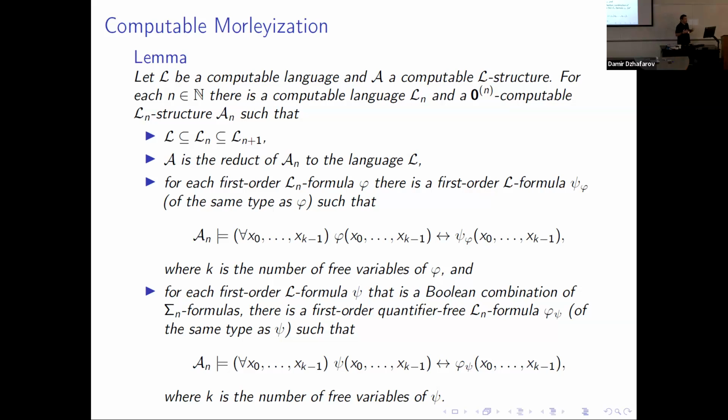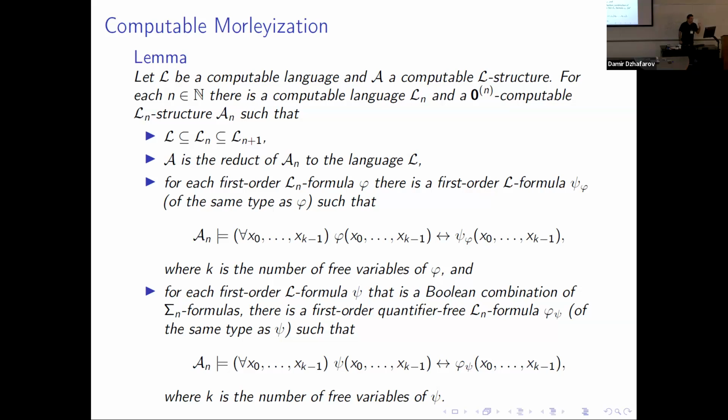Well, the first thing we're going to do is something called a computable moralization. For those who don't know, moralization is the process of adding new relations to a theory, thereby causing the theory to have quantifier elimination. So any first order theory whatsoever can be moralized and roughly turned into a pi2 theory, which has quantifier elimination. What we want is to do this in a way that's computable.